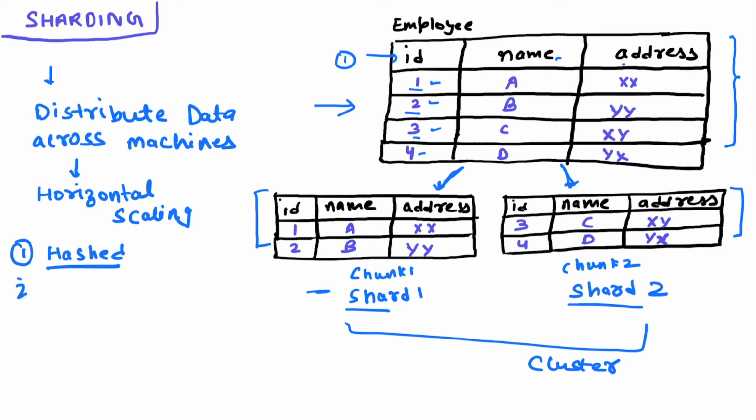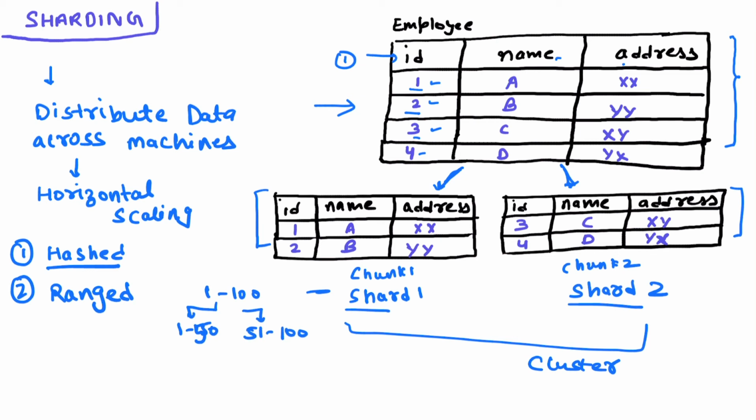The second type of sharding is ranged sharding. In ranged sharding, there is no hash value calculated. Let's say instead of 4 employees, you have 100 employees from 1 to 100, and then you can define a range so that from 1 to 50 it will go to shard 1, and from 51 to 100 it will go to shard 2.